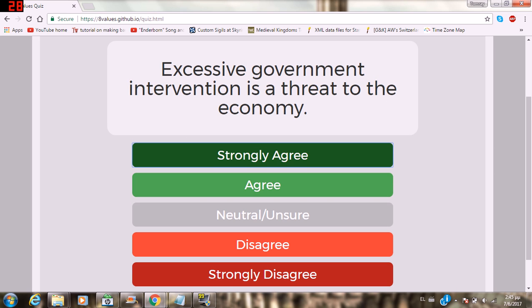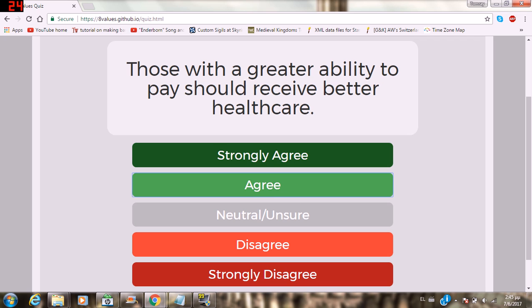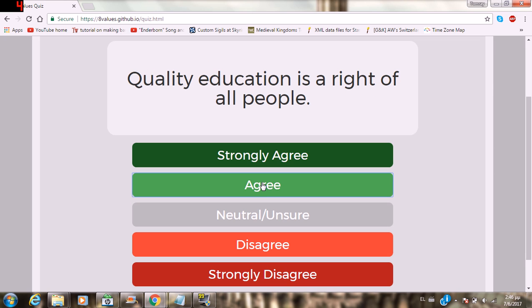Excessive government intervention is a threat to the economy? Could be. Those with the greater ability to pay should receive better healthcare? Yeah. I mean, if we're gonna be logical about it, that's just what's gonna happen. It's the logical consequence. Unless you ban private healthcare, those with the ability to pay will be receiving better healthcare.